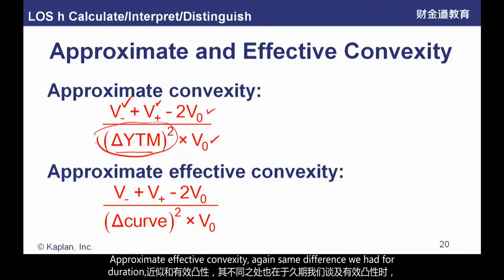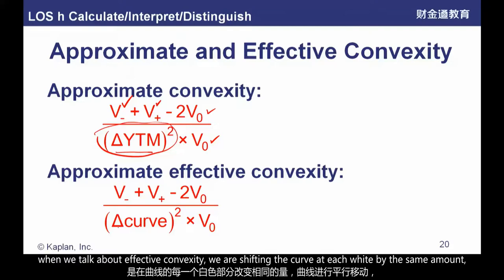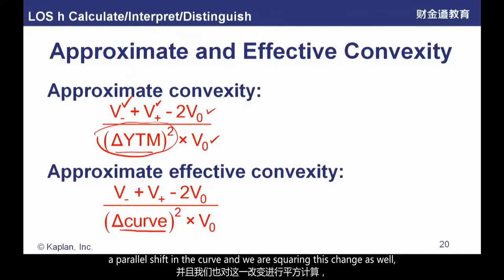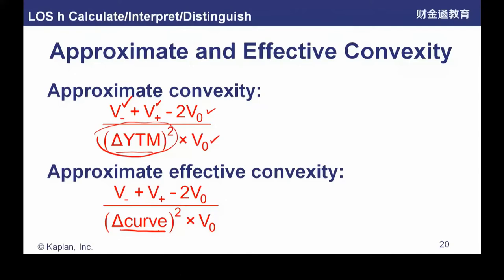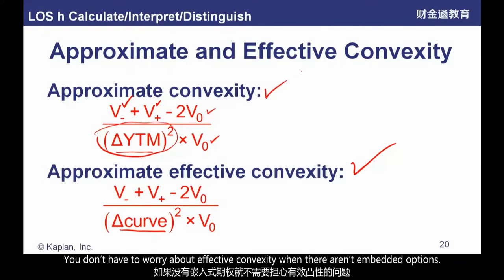Approximate effective convexity, again, same difference we had for duration. When we talk about effective convexity, we're shifting the curve at each point by the same amount, a parallel shift in the curve, and we're squaring this change as well. So this is our second order effect that we're going to use. We must use that when bonds have embedded options. Use this otherwise, and there's not that much difference. You don't have to worry about effective convexity when there aren't embedded options.